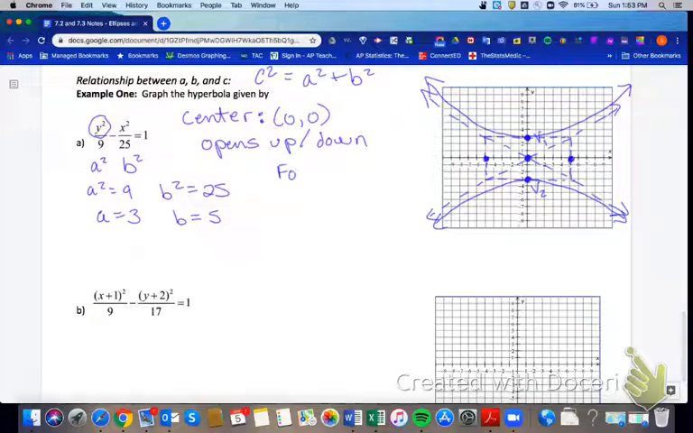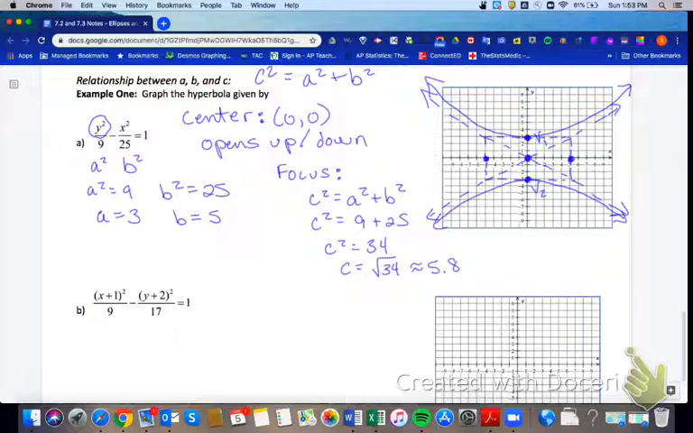Last thing we need to do is put in the focus points. For the focus points on a hyperbola, c squared equals a squared plus b squared. So that is 9 plus 25. So c squared equals 34. C equals the square root of 34, which is approximately 5.8. From the center, we're going to go up 5.8 units, and that's focus 1. And from the center, we're going to go down 5.8 units for focus 2.